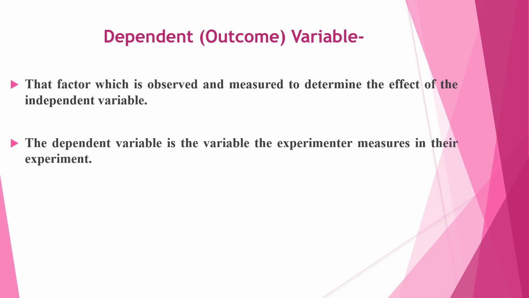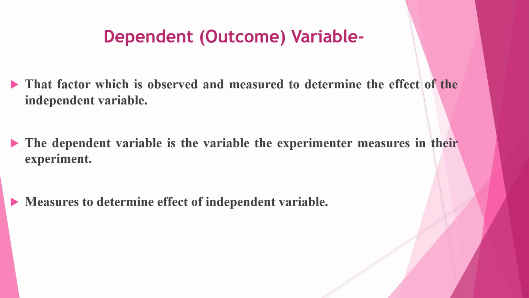The dependent variables are observed and measured by the researcher. So the researcher measures the dependent variable to understand what kind of effect the independent variable is having on it. The experimenter changes the independent variable, but he measures the dependent variable. That is an important thing to remember. It is being measured to determine the effect of the independent variable.